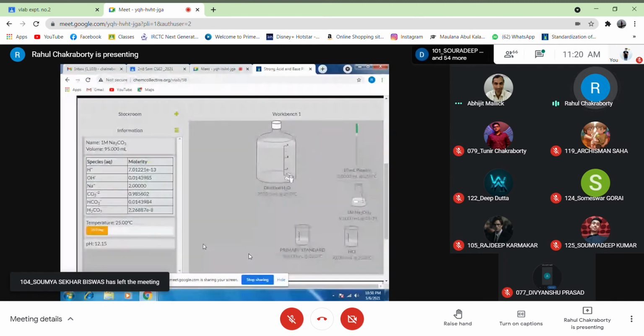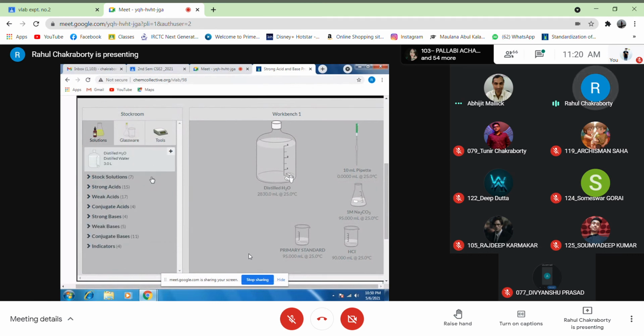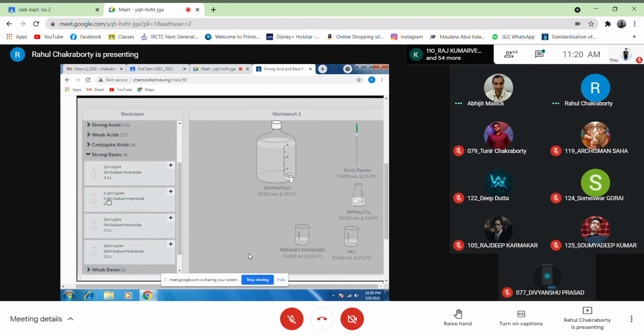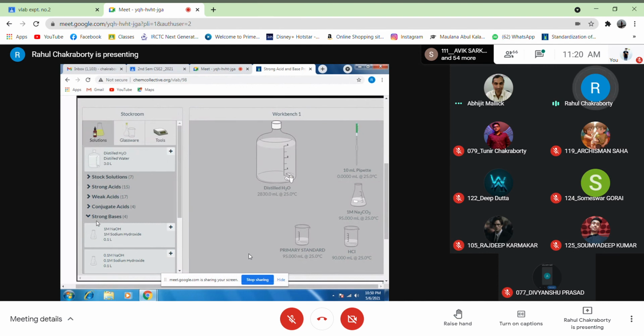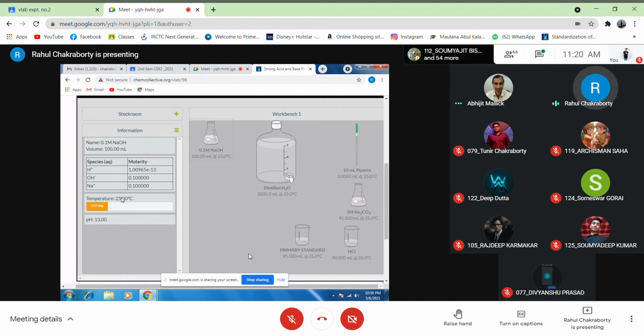Then we prepare alkaline water. So go to the stock room. Under solutions, click on strong bases and choose 0.1 molar NaOH, the second one. Under solutions, click on strong bases and choose 0.1 molar NaOH.